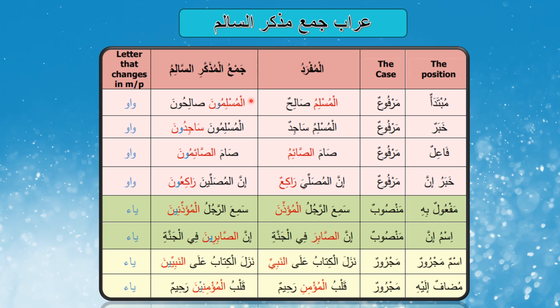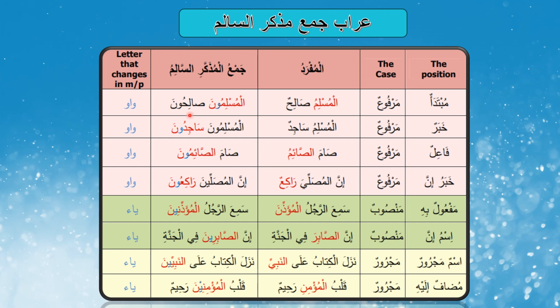So when the Jama muzakkar is in mubtada position, how will you check? Will you check it with the harakas? No, you will check with the letters. If it has waw wa noon, know that it's in marfu case, and you check the position of the noun. Since it's in the starting of the sentence, the mubtada, it's in marfu case.